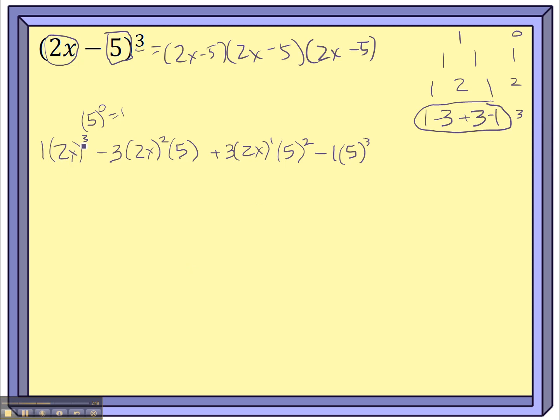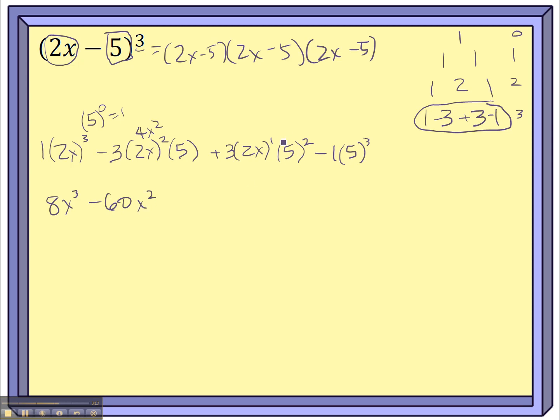So 2x quantity cubed is 8x cubed, multiply times 1, doesn't change, so 8x cubed. Now go ahead and square out what's in the parentheses here, so we have 4x squared. We're going to multiply that times both the negative 3 and 5. So 5 times 4 is 20. 20 times the negative 3 gives me negative 60x squared.